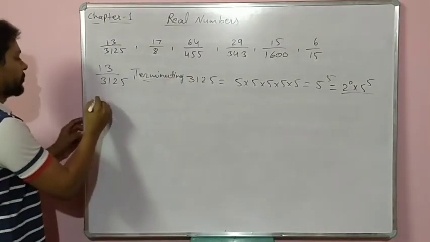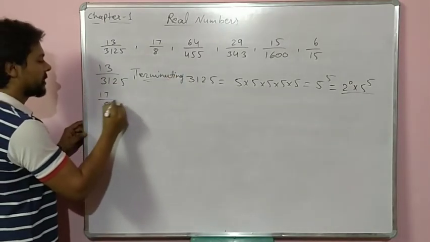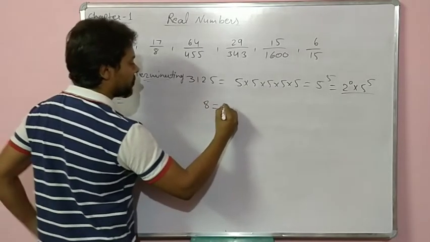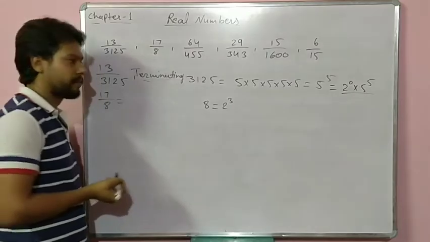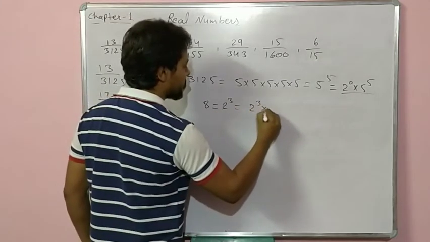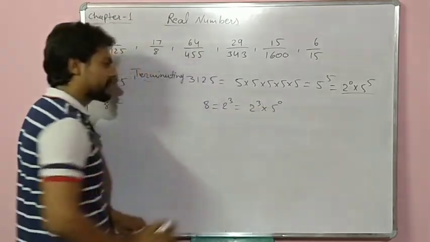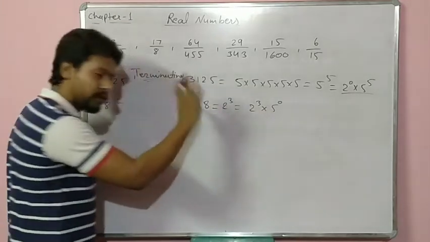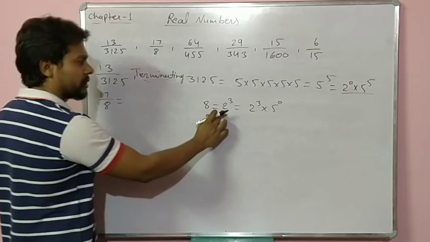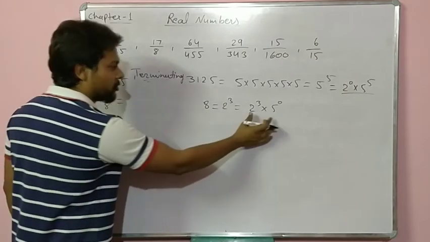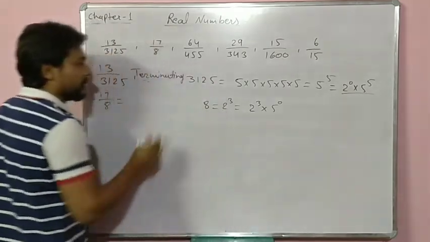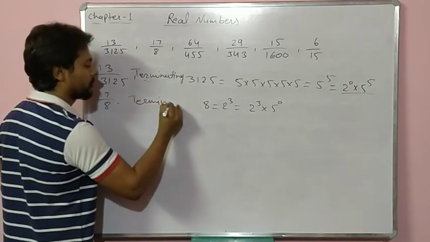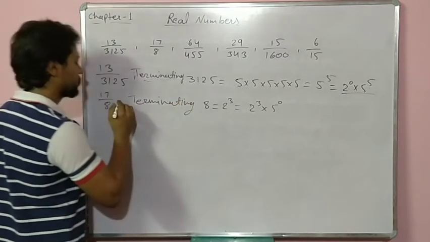Okay. Now next is 17 by 8. So 8 is of the form 2 to the power 3. I can write it as 2 to the power 3 into 5 to the power 0. It is not necessary that you write in that format. You just understand whether it is of that format or not. If you understood from here itself, then it is fine. No need to write this. Okay. So yes, it is also terminating.